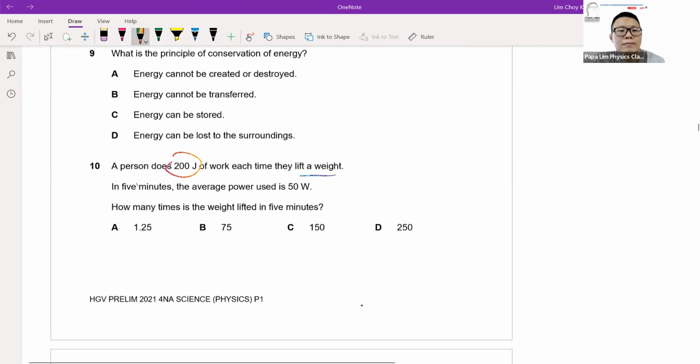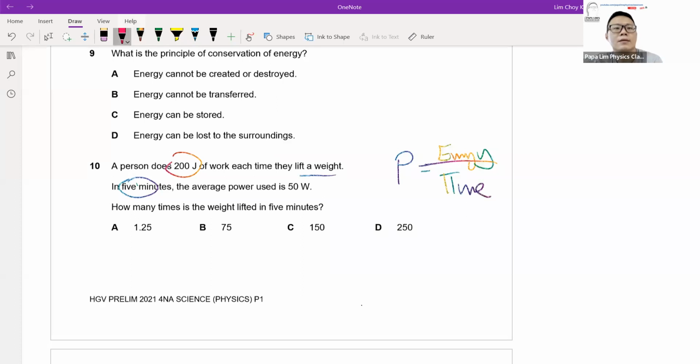Okay, in 5 minutes, the average power is 50 watts. So one lift is 200 joules. So how many lifts can I do in 5 minutes? Remember, power is energy divided by time. The power of the person given in the question is 50 watts. Time given is 5 minutes. I will do that for 5 minutes.